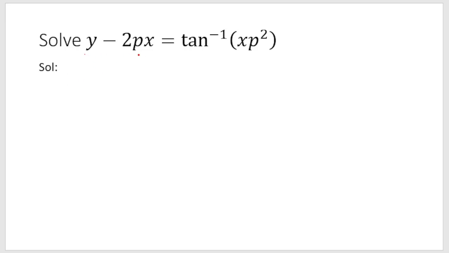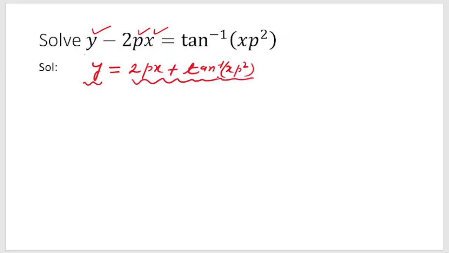So here if you look at this equation, it contains 3 variables, that is y, p and x. What do you think, is solving it for p easier or solving it for y easier? I believe that solving it for y is easier, because I can write y is equal to 2px plus tan inverse of xp square. I hope you agree, because I have written y on one side and all the other things on the right hand side. Let us consider this as equation number 1, and this is the first step.